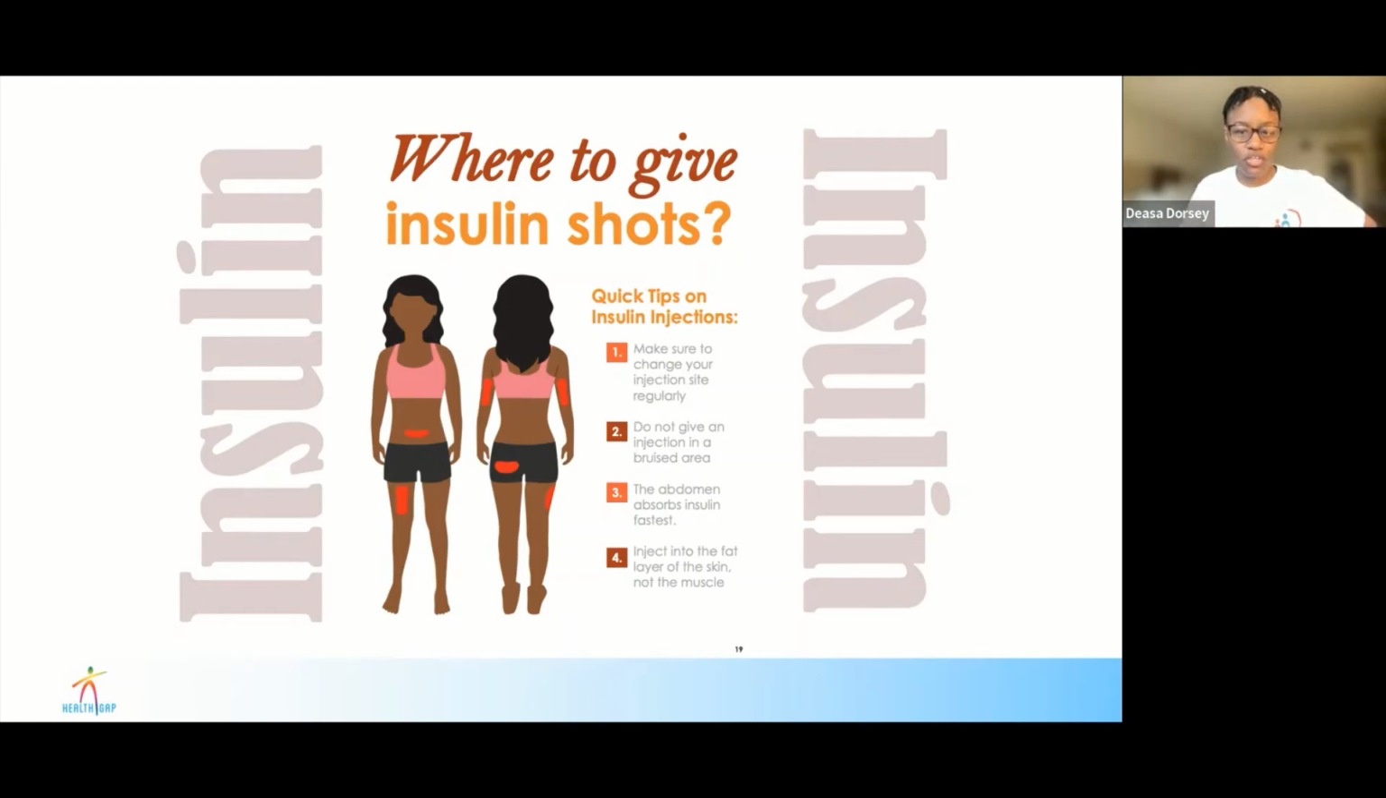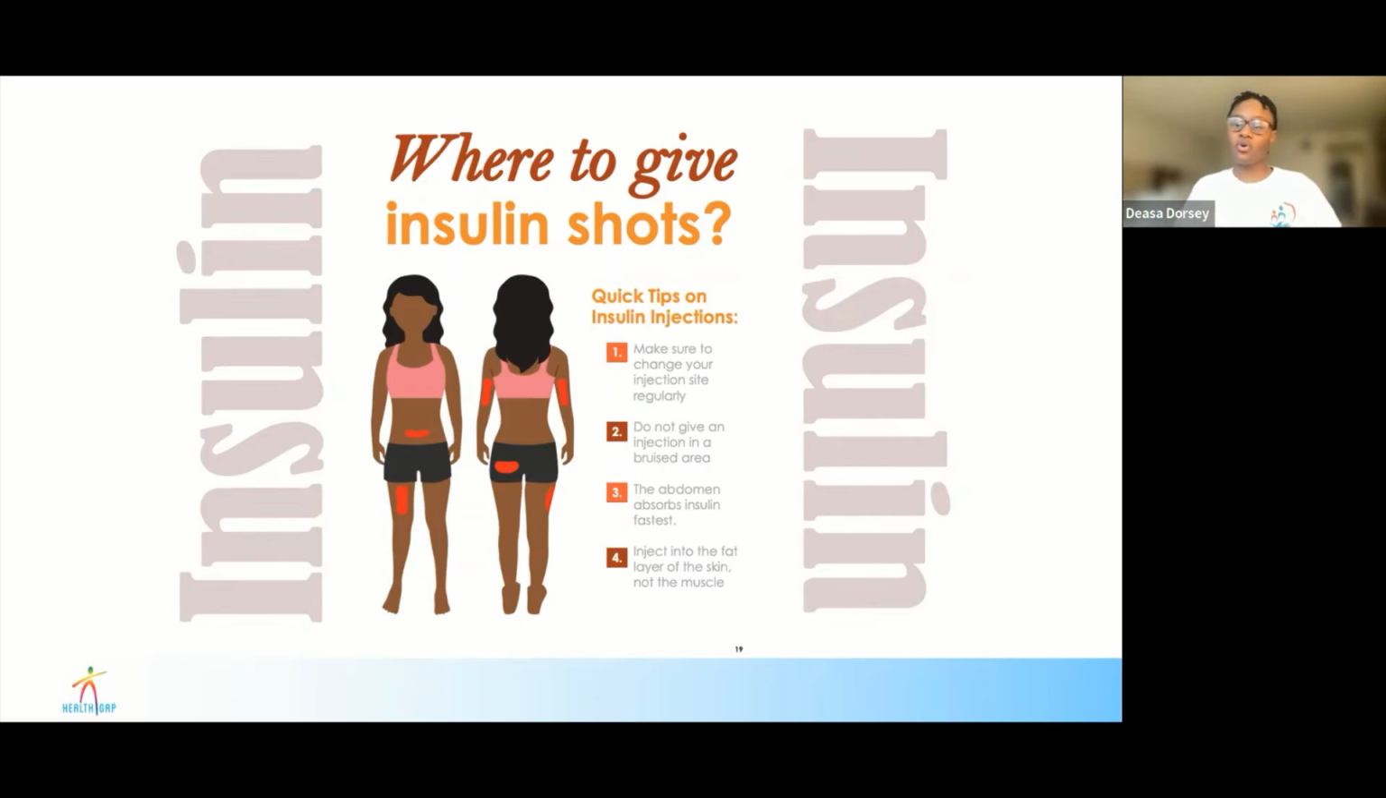Be sure to change the areas often so that you don't create sore areas. Because when you have this bruising, the insulin is not being absorbed effectively. It may just stop right at that location. So then you're like, well, I just gave myself insulin, why is my blood sugar still high? Well, because it's not being absorbed well.